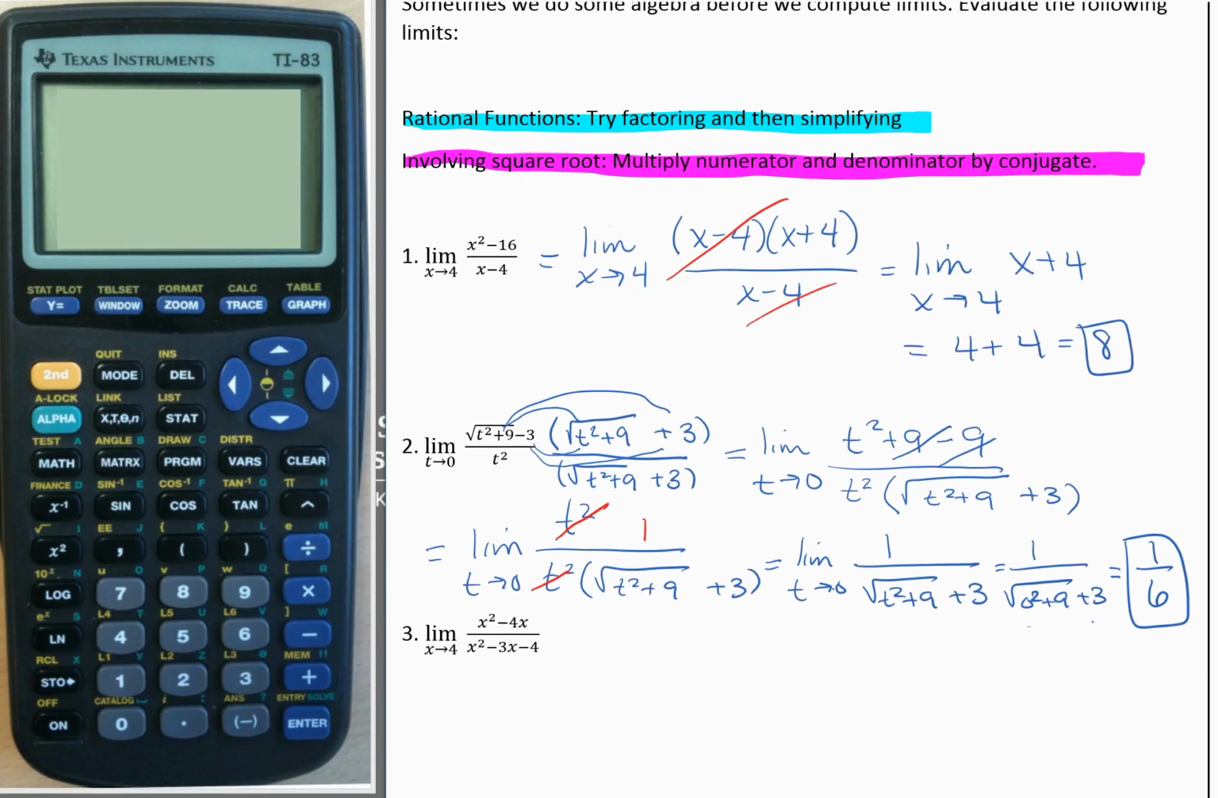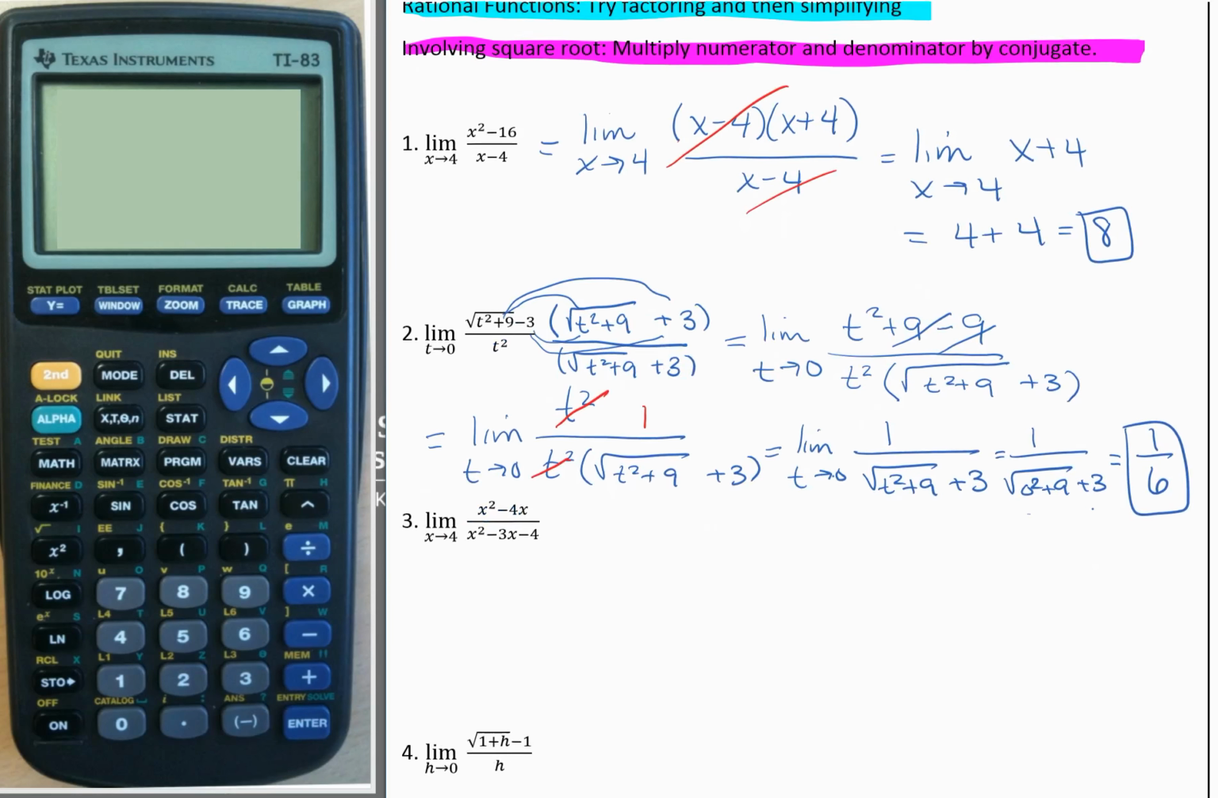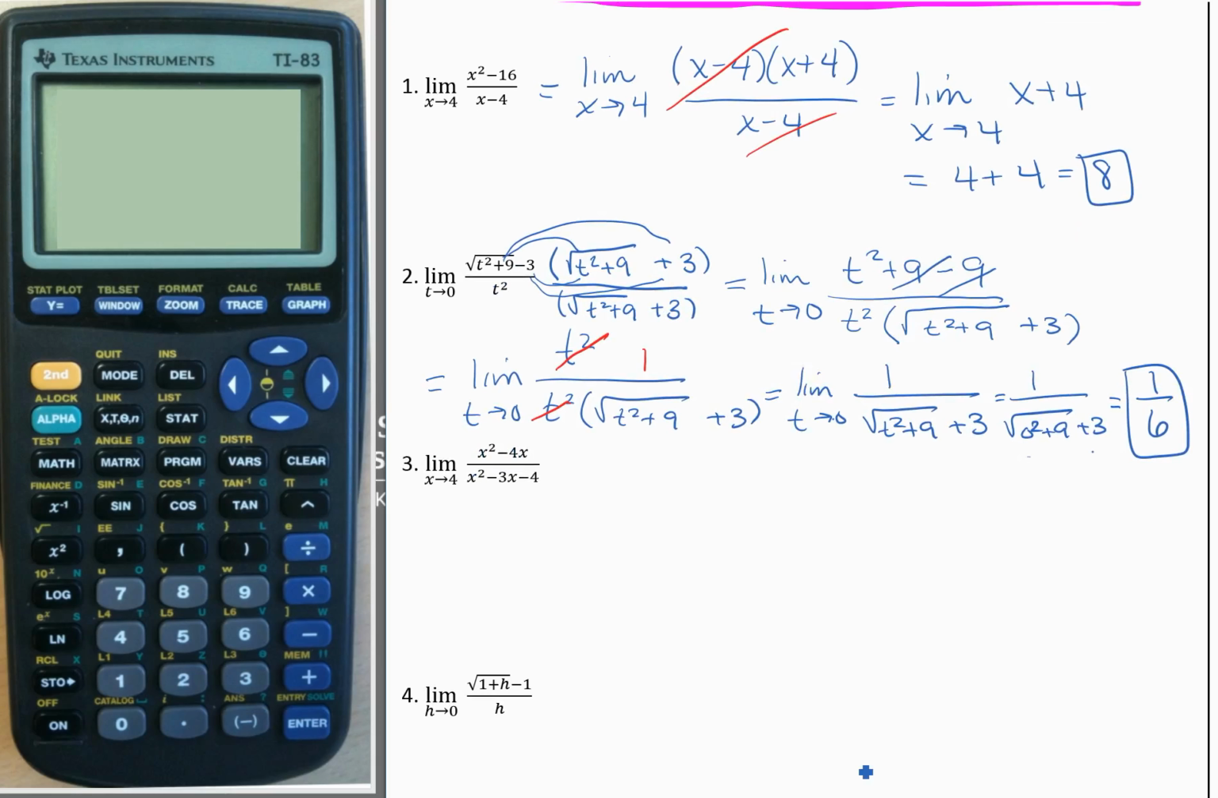Okay, number 3 here is another rational function. The first thing you'd want to do is actually see if the denominator would be 0, because if it's not 0, you're going to waste your time by factoring and everything. So let's check. If we do 4 squared minus 3 times 4 minus 4, we do get 0, okay?